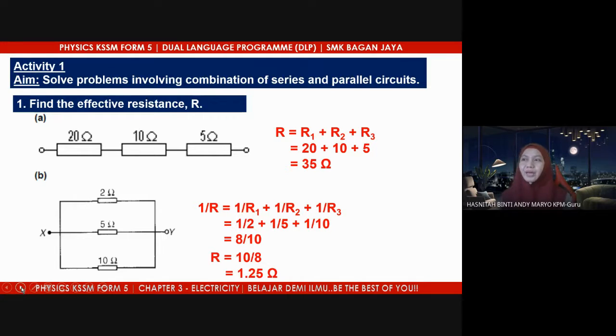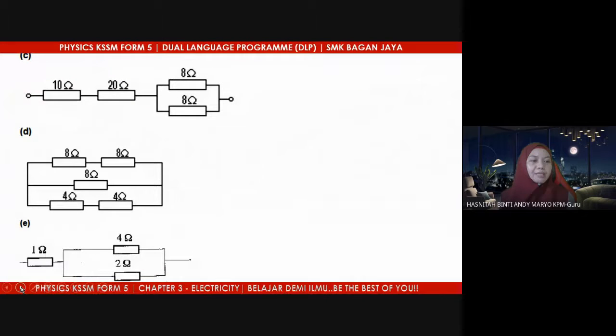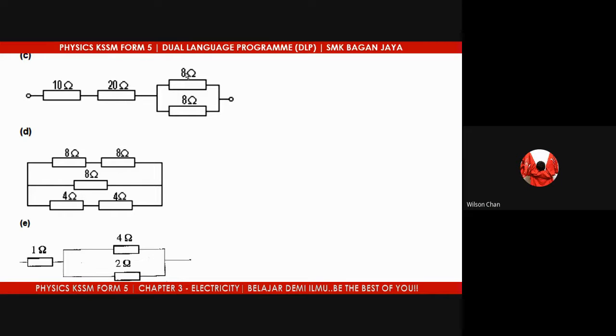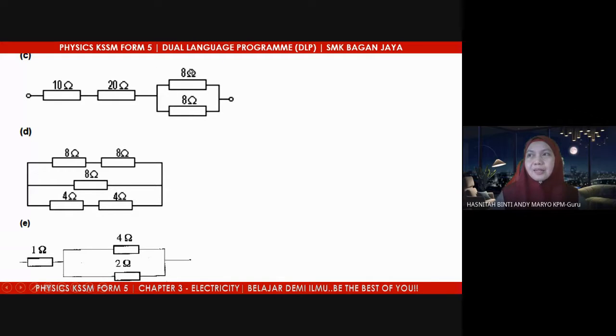Very good. Now, how about C? Try C. What do we call this? What kind of circuit is this for C? The combination. Yeah, this is a combination circuit. Combine 2 in series and then we have here an 8 ohm resistor in parallel. How to find effective resistance here? Find the parallel first. So you settle this parallel first. Since they both have equal value, 8, 8, can you tell me what is the total resistance here?